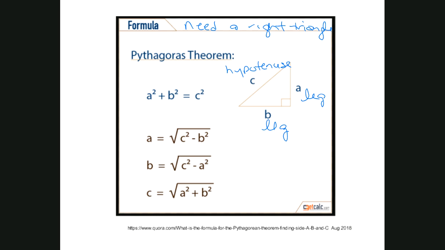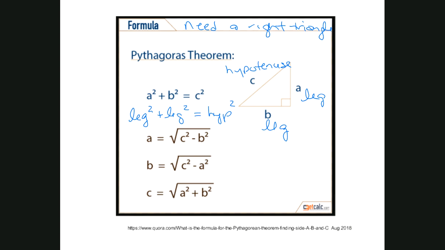The formula we use for the Pythagorean theorem is a squared plus b squared is equal to c squared. Or you can say leg squared plus the other leg squared is equal to the hypotenuse squared. The formulas listed below are specifically designed to calculate the measurement of one of the sides, side A, side B, or side C. You can use these formulas, but I prefer to use the original: a squared plus b squared equals c squared.